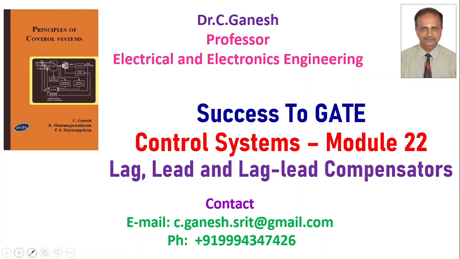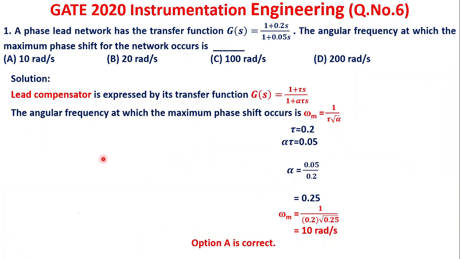Question number 1. It is taken from GATE 2020 Instrumentation Engineering, question number 6. A phase lead network has the transfer function G(s) equal to (1 + 0.2s) / (1 + 0.05s). The angular frequency at which the maximum phase shift for the network occurs is dash. So 4 options are given, and we have to choose the best option.